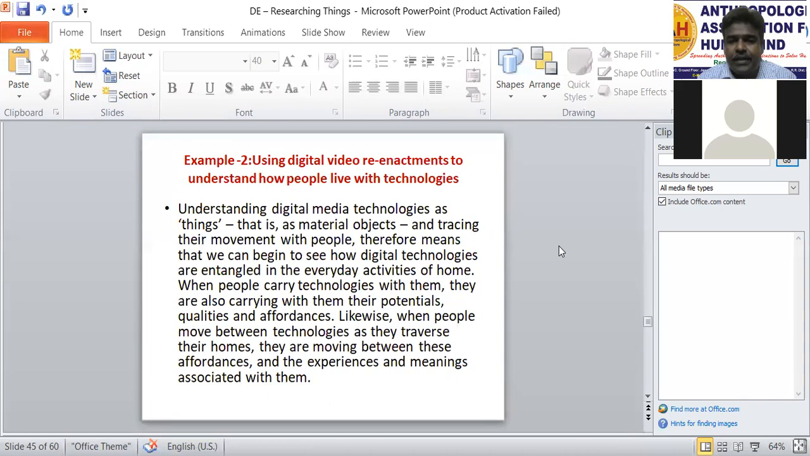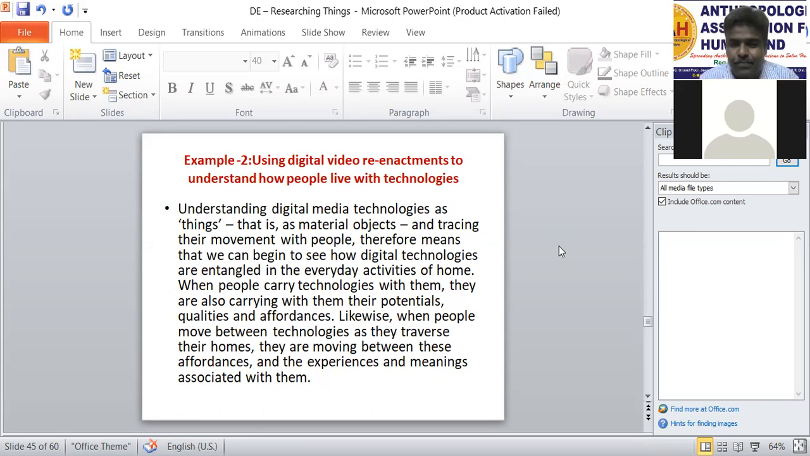Understanding the digital media technologies as things, that is, as material objects, and tracing their movement with people, therefore means that we can begin to see how digital technologies are entangled in the everyday activities of home. When people carry technologies with them, they are also carrying with them their potentials, qualities, and affordances.